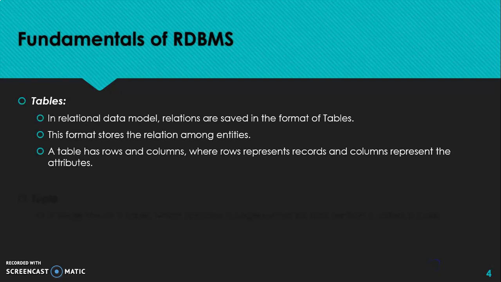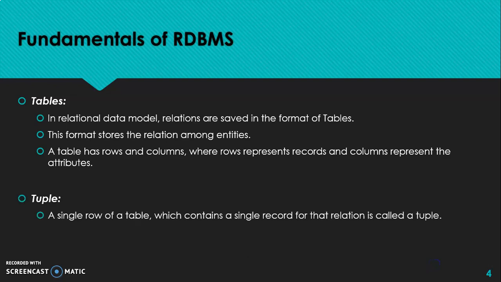Tables. In relational data model, relations are saved in the format of tables. This format stores the relation among the entities. A table has rows and columns, where rows represent the records and the columns represent the attributes. Tuple. A single row of a table which contains a single record of that relation is called a tuple.